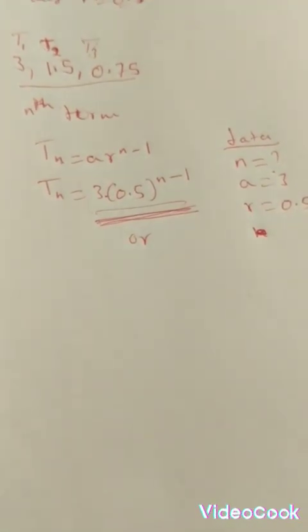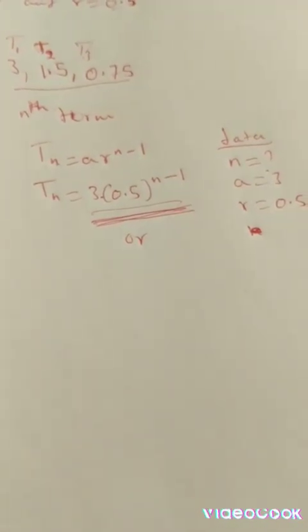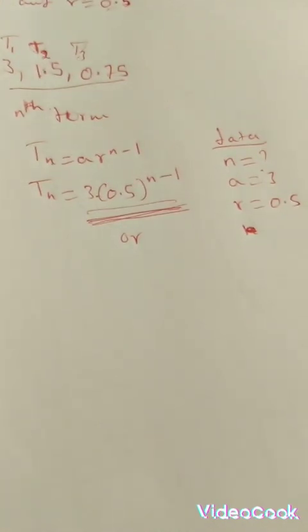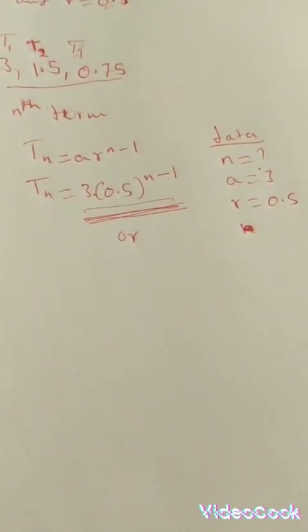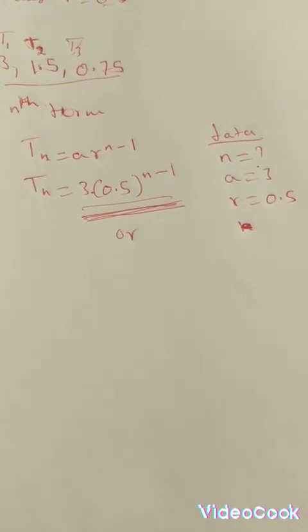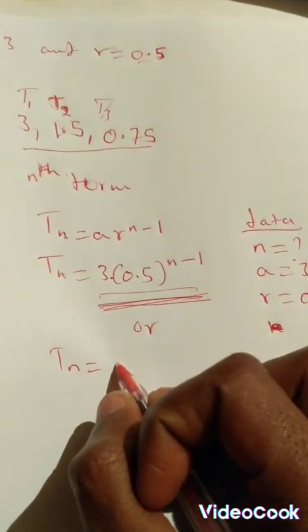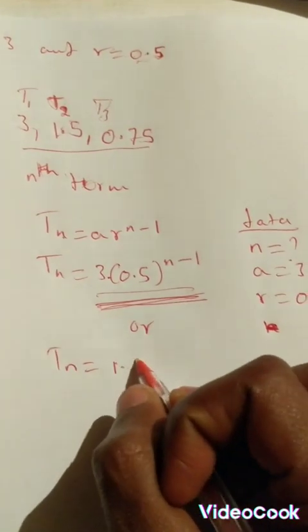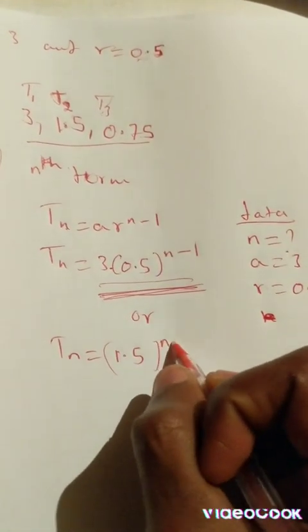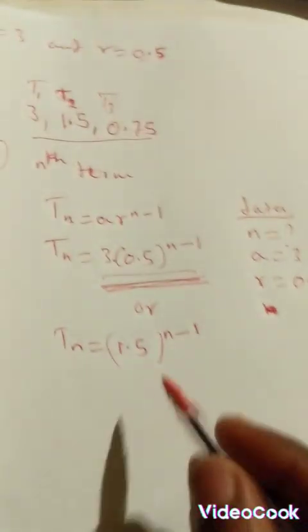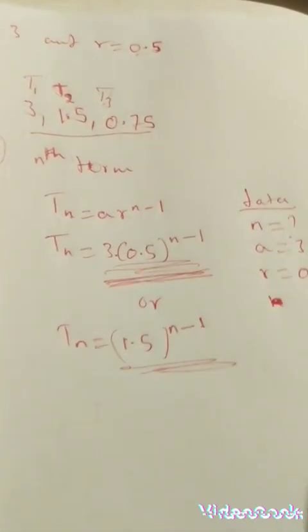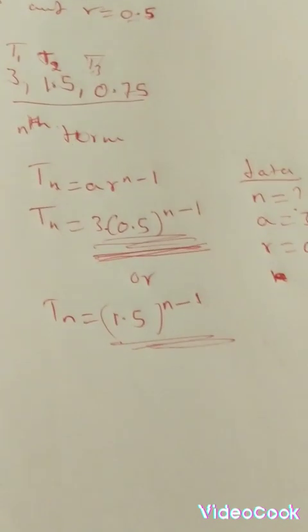But this is the formula that you were supposed to find. You can say 3 times 0.5, you're going to get the nth term is equal to 1.5 to the power n minus 1. You can use this one or this one, the answer will still be one and the same. That is how it is. Go to the last one.